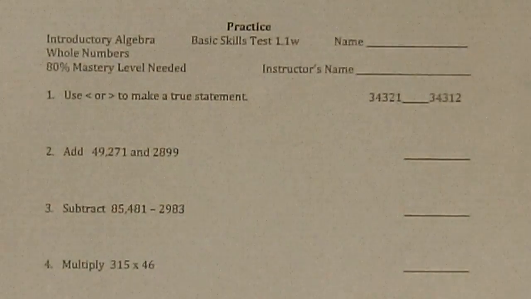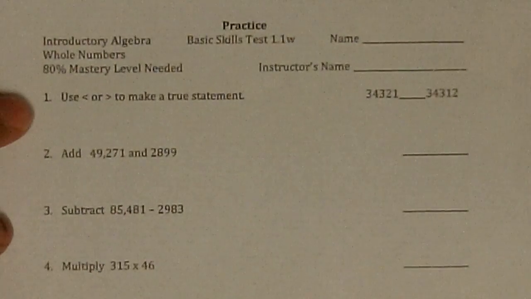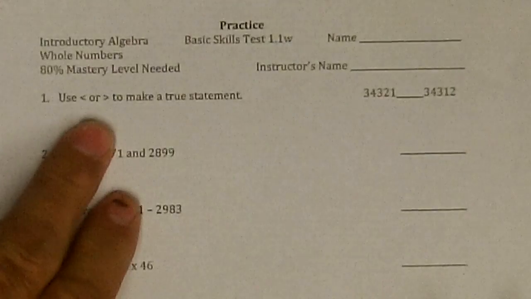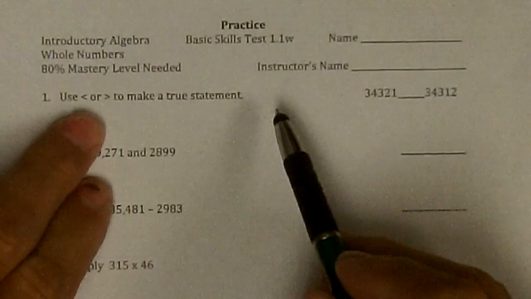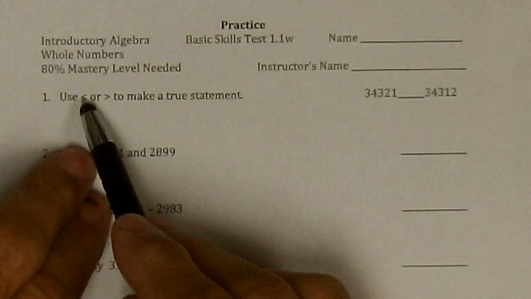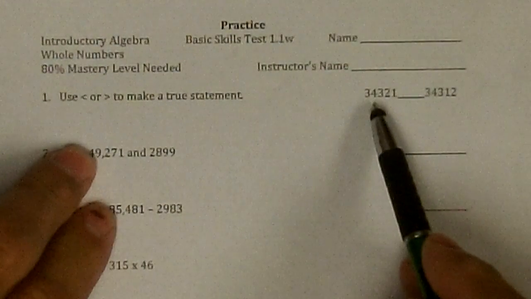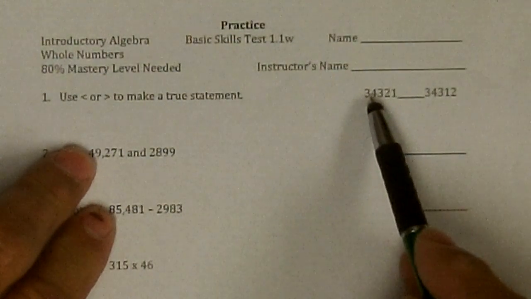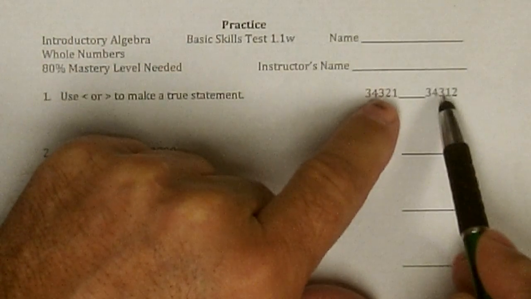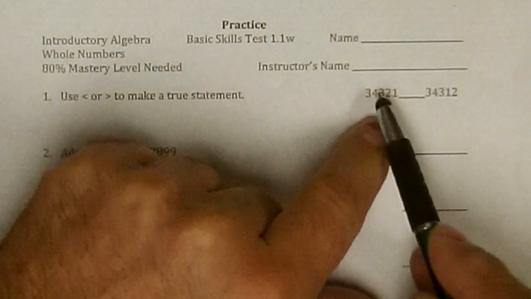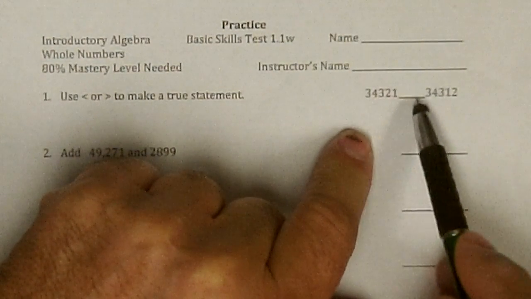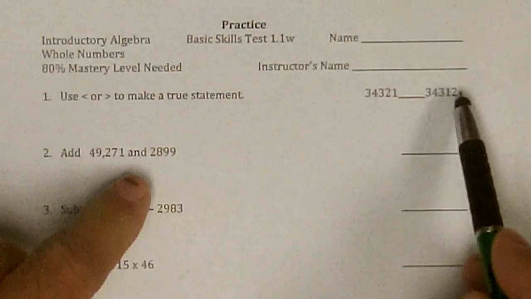Okay, this is the introductory algebra practice on the basic skills test 1 that I made up for you, and it says which symbol do we use, this one or this one? And so, first of all, which number is bigger? Well, both of them have 34,300. This one has 21, and this one has 12. So this one is larger than this one.